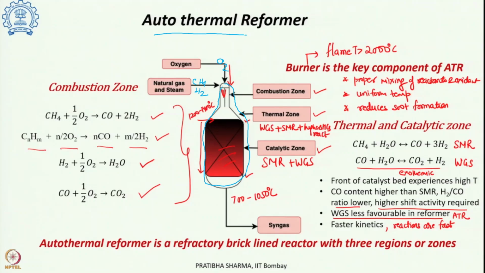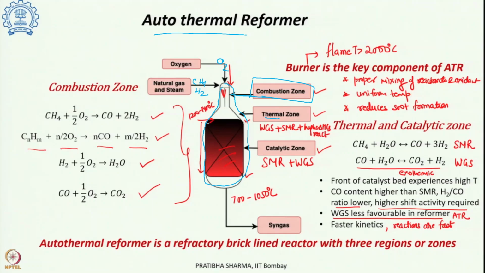In the initial part is the combustion zone. The combustion zone means the natural gas and oxygen will be in combustible form and will produce heat. Here, both the feedstock and the fuel are natural gas, I mean CH4. Next is the thermal zone.